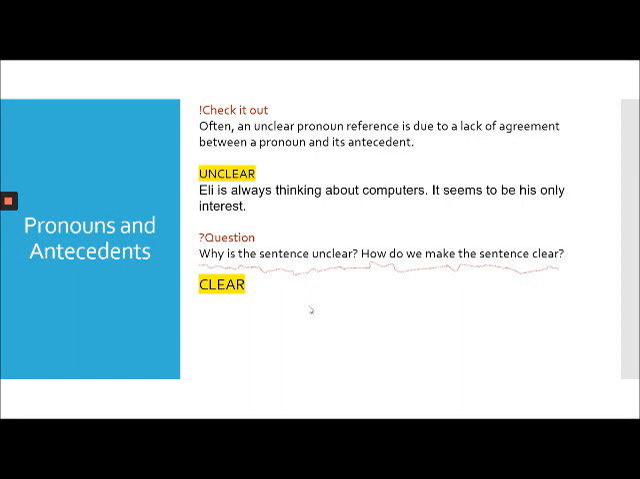What do you think is the pronoun? The pronouns that we see in this sentence are it and his. However, we cannot identify who it is referring to. Is it referring to Eli or is it referring to the computers? Question. Why is the sentence unclear? And how do we make the sentence clear? I'll give you 5 seconds to answer.